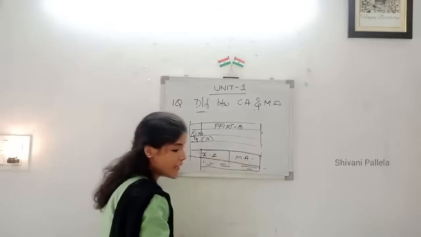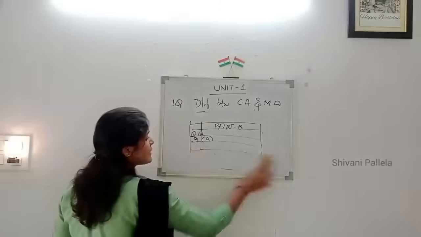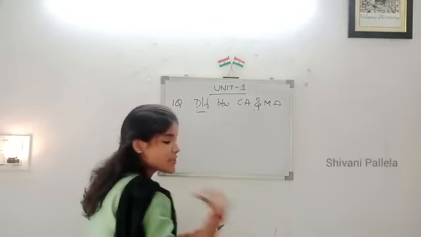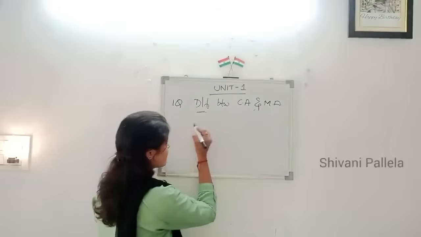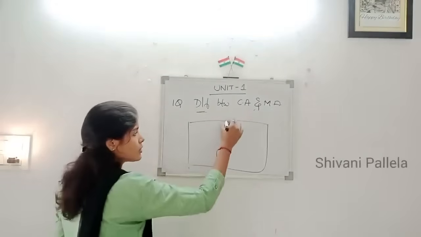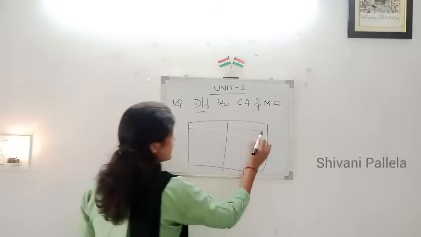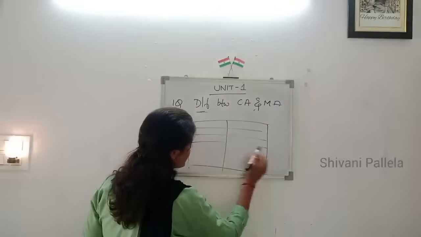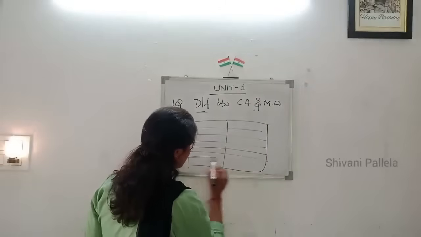Whatever you write, while writing the differences, many of the students will make a mistake. For example, this is the differences table. Here you are writing. It's basically a single rule paper booklet, right? Like this you are having.